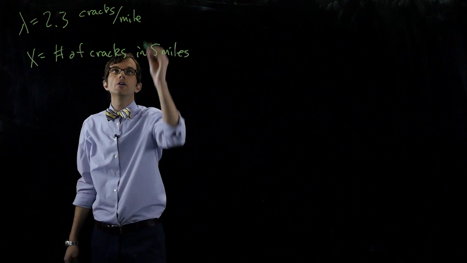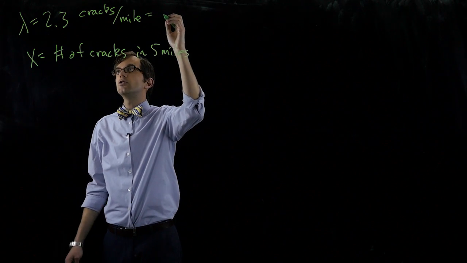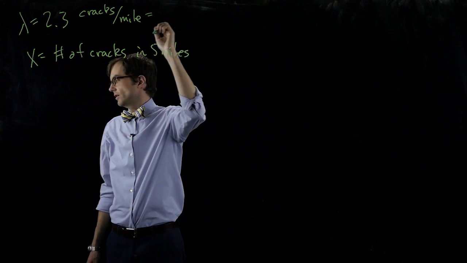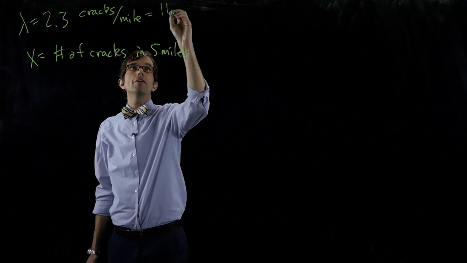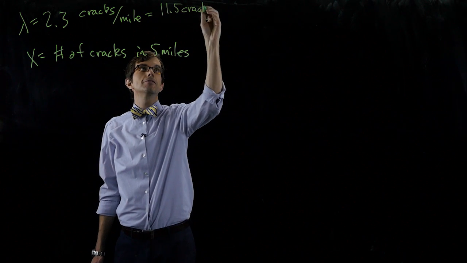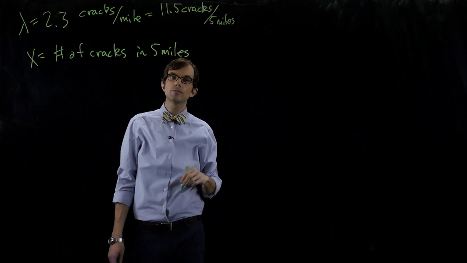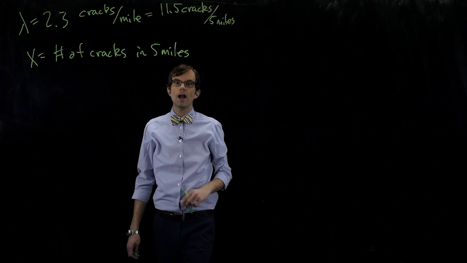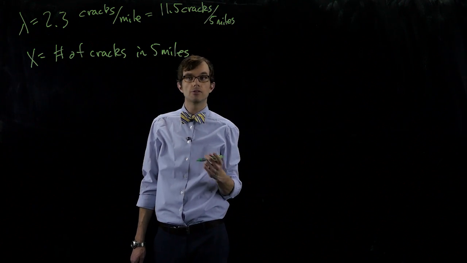Naturally, our rate and our random variable have to agree with each other with respect to the interval. So this lambda here is going to be 5 times 2.3, which is 11.5 cracks per 5 miles. Okay, so our rate, 2.3 cracks per mile, is equivalent to 11.5 cracks per 5 miles on average.